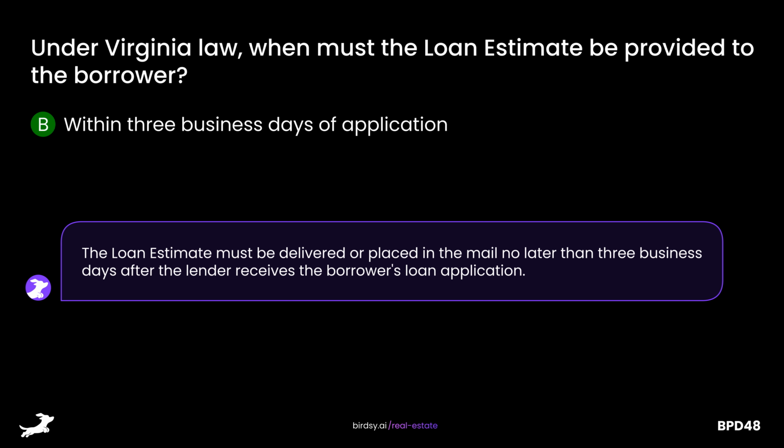The loan estimate must be delivered or placed in the mail no later than 3 business days after the lender receives the borrower's loan application.